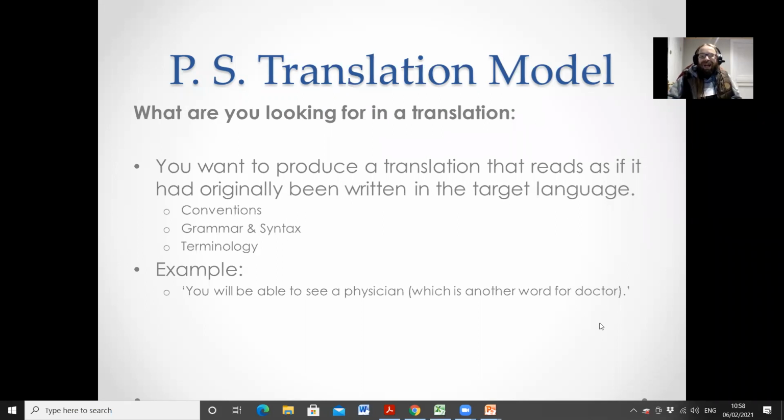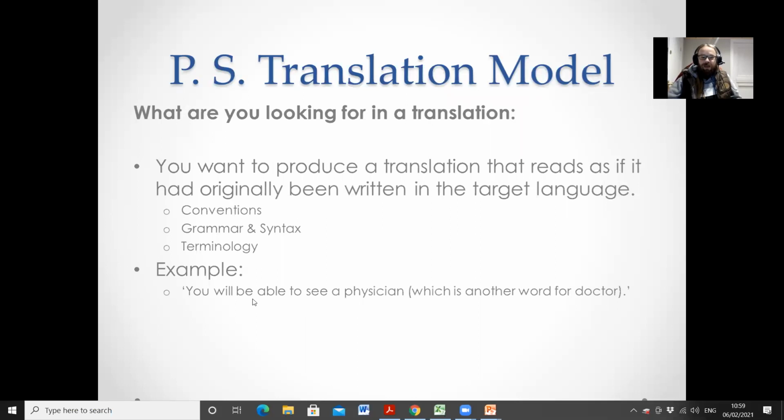Now, I'm not saying that that's something you should do in all instances, or all the time. I am not saying that that should be your first approach, your first choice, but it is a valid approach in some cases. And in some cases, it is the best approach. And I would argue that in this case, for the context in which this sentence will be used, it is the best approach. You will be able to see a doctor. Simple. There's no point confusing the patient.